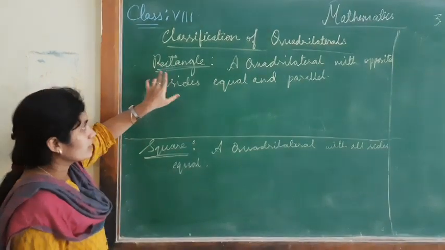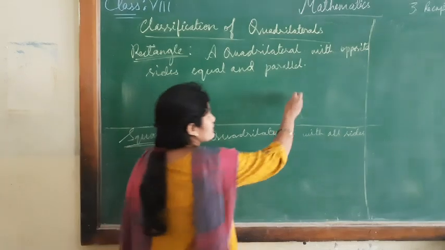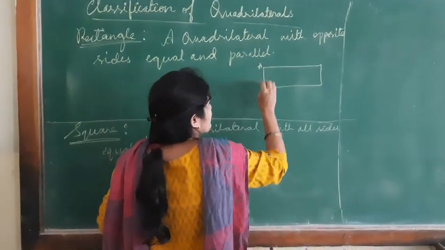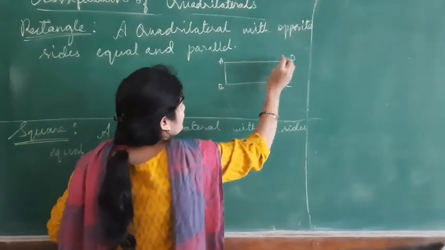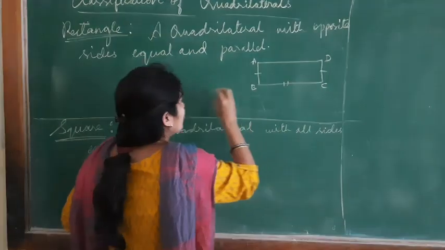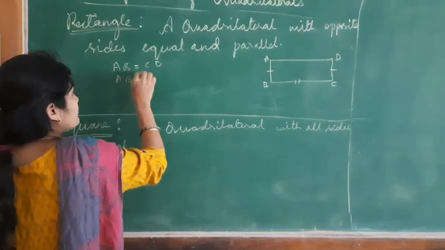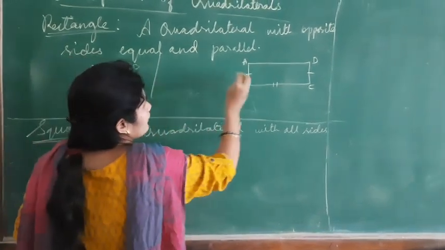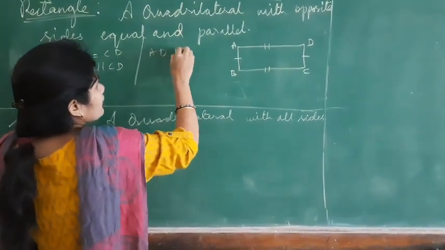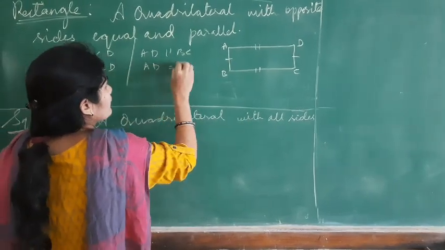Now let us go on to the rectangle. A quadrilateral with opposite sides equal and parallel. This is a simple quadrilateral with opposite sides equal and parallel. That is, AB is equal to CD and AB is also parallel to CD. AB is parallel to CD and AD is parallel to BC and AD is also equal to BC.